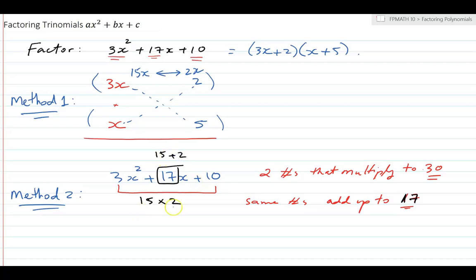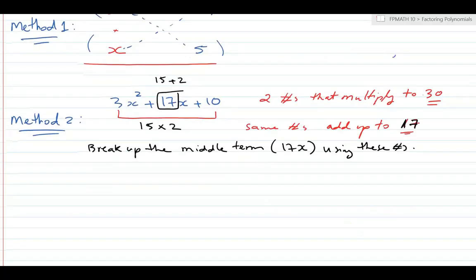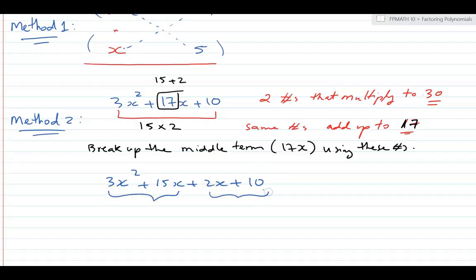Now that you have 15 and 2, you break up the middle term, the 17x, using these numbers. Okay, let's do it. 3x squared plus 15x plus 2x plus 10. And this is why we call this factor by grouping, because you're going to group them like that and factor each of the pairs. So I'm going to put it in a kind of bracket like that and like that.